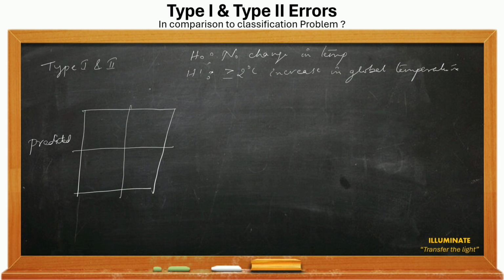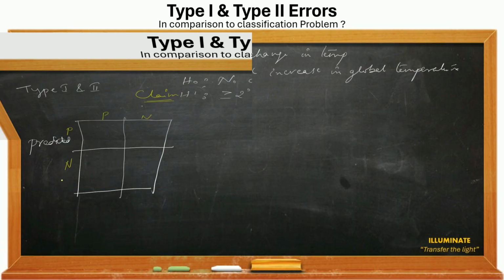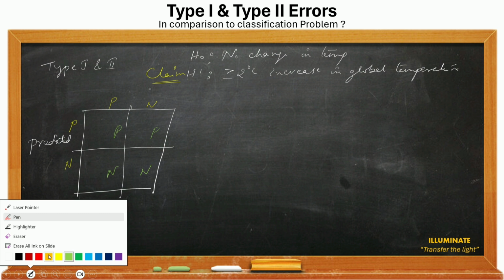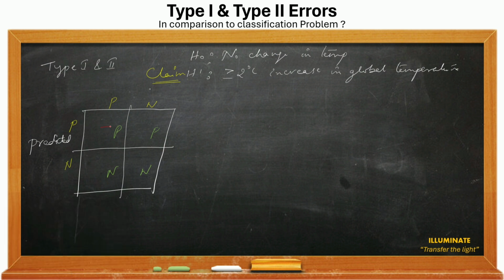So this was our claim. This part is our claim. This is important. This claim is what we are predicting. So predicted, positive, negative, again positive, negative. Let's go with a different color. This is positive we are predicting, this is negative we are predicting. Now if I say this is true, this is false, this is again false, this is again true.